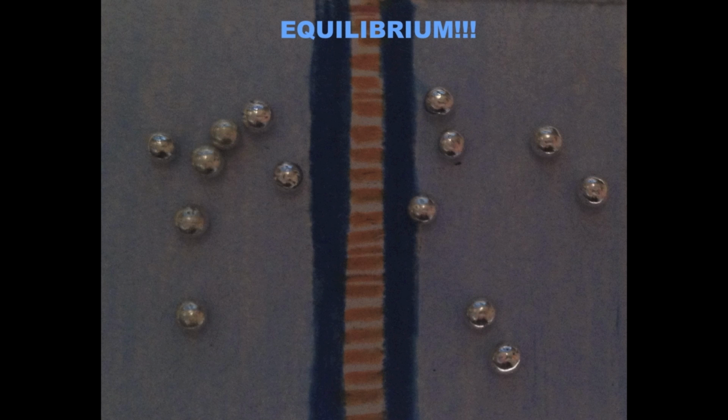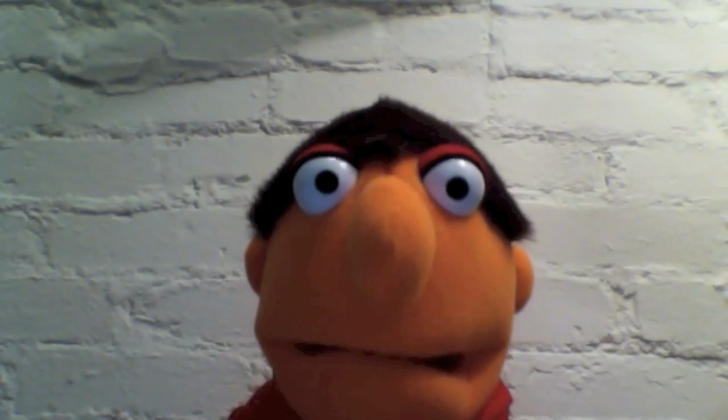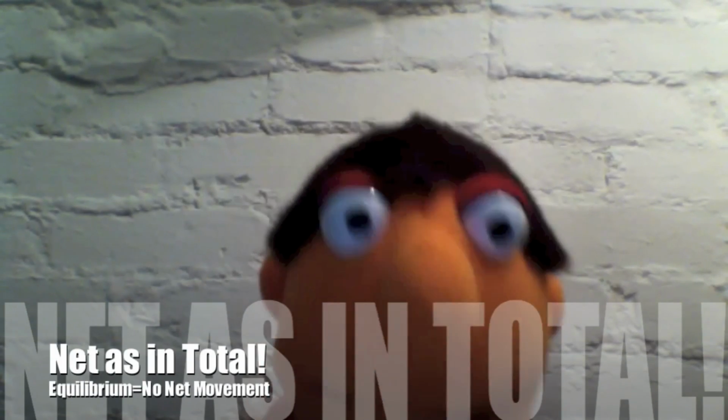When there is an equal concentration of particles on each side of the cell's membrane, there is an equal probability that a particle will move from one side to another, and vice versa. This means there is really no net movement at all. Net, as in total. This is called an equilibrium.